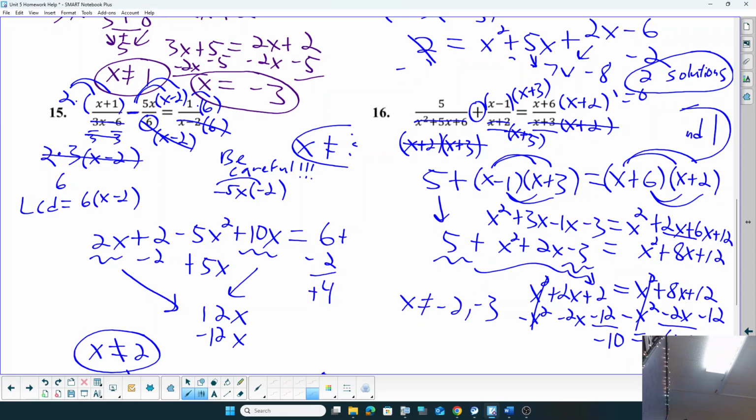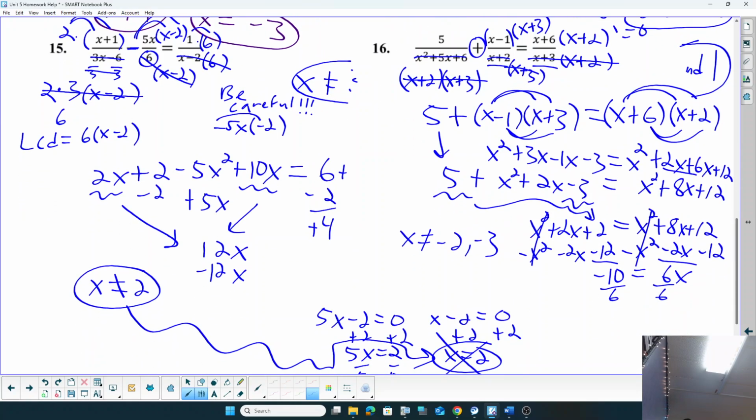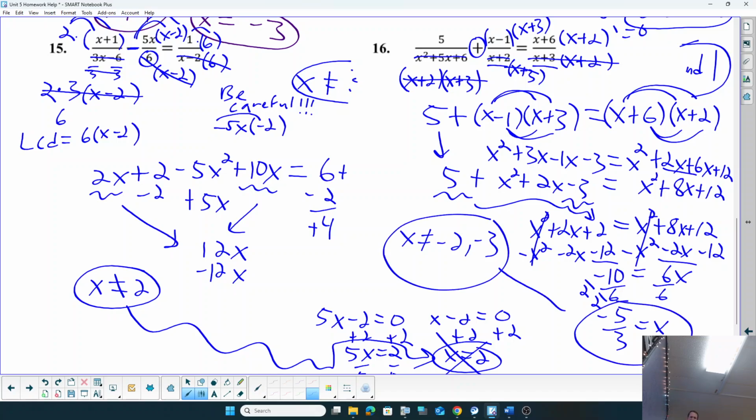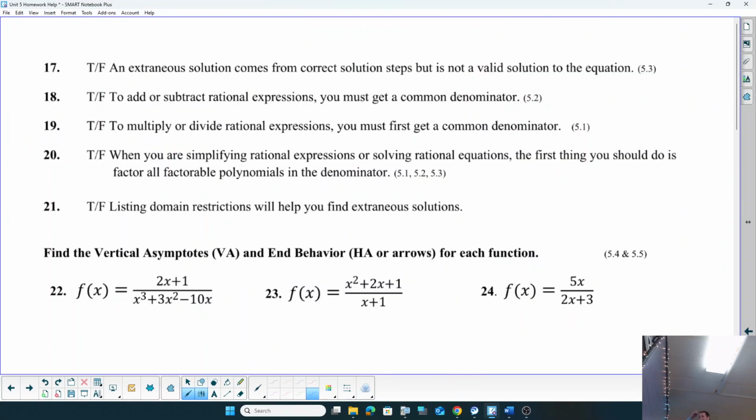Which is going to be weird because we get 6x equals -10, so x is -10/6, which reduces to -5/3, divided by 2, divided by 2. So x equals -5/3, which is not our restriction. So we're okay. We got -5/3. Nice.